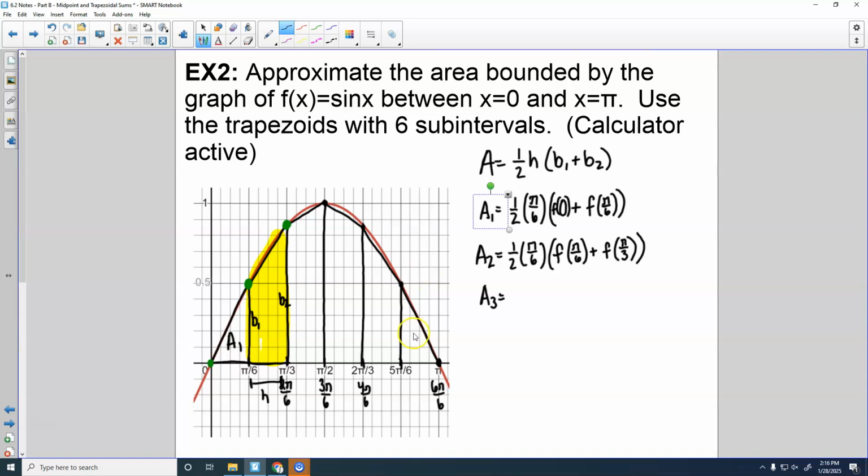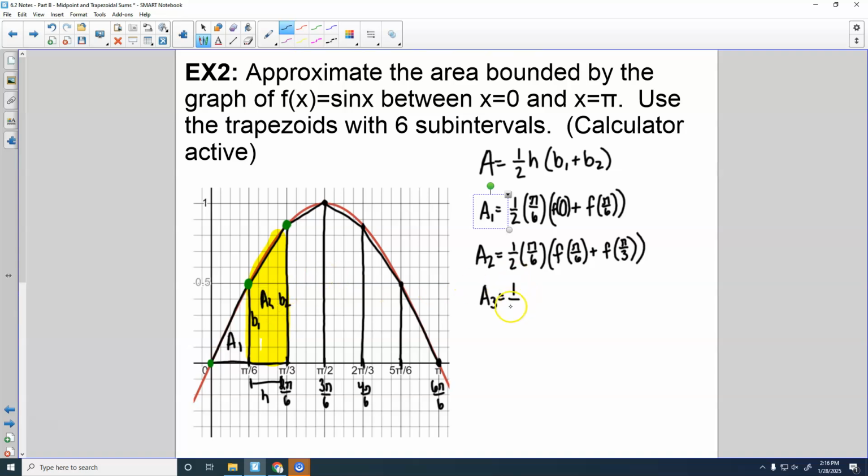You wouldn't even need that because this would be your base right here, and this would be your height. They're perpendicular, so you wouldn't need to know that third side for that one. Okay, yeah, you would just find the area of that rectangle. Right. Okay. So that would be A2 right there.